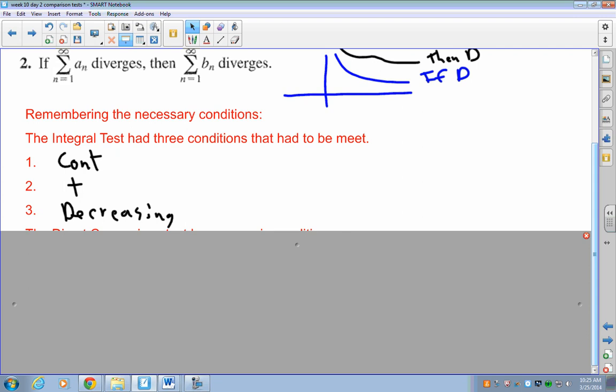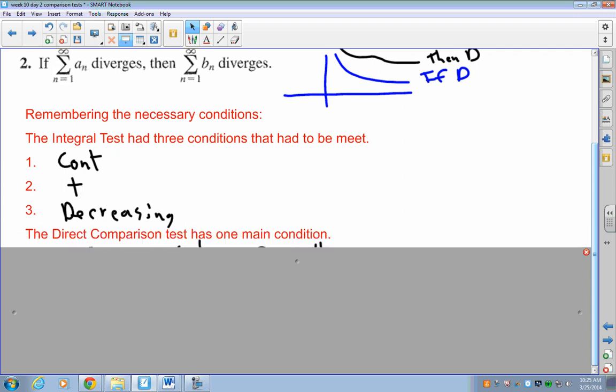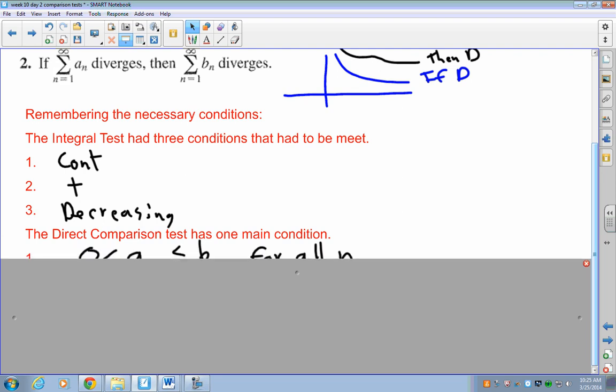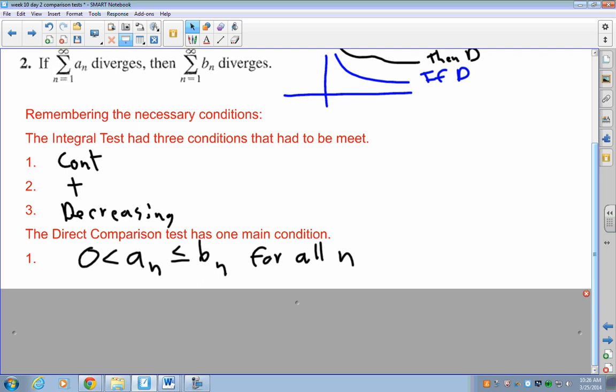Okay? So you need to make sure you verify those to use the integral test. And for this one here, what's the main condition I need? One guy always has to be less than or equal to the other guy. If you don't have it, you can't use that. You guys okay with that? You guys okay?